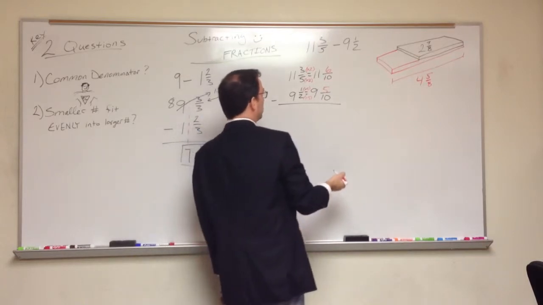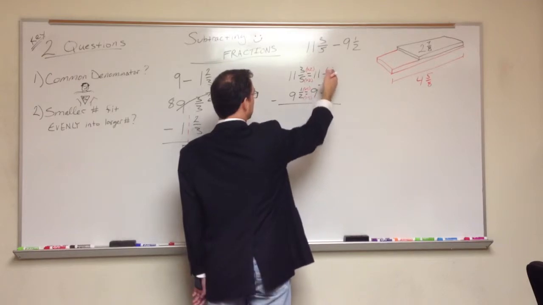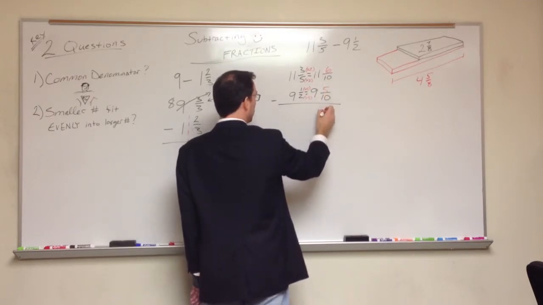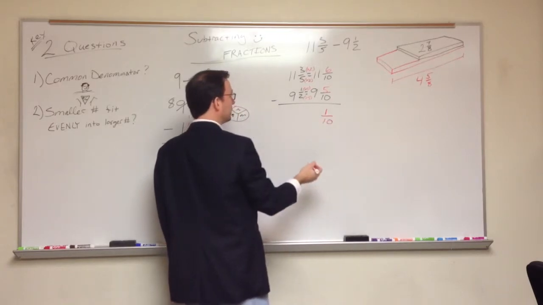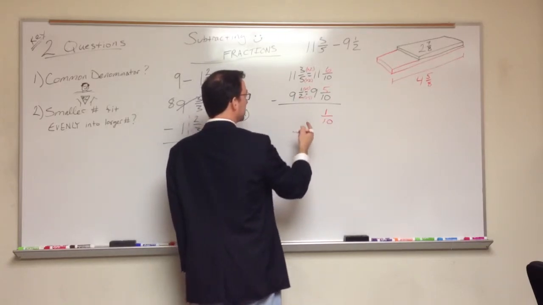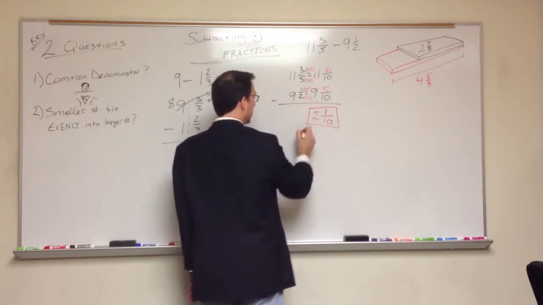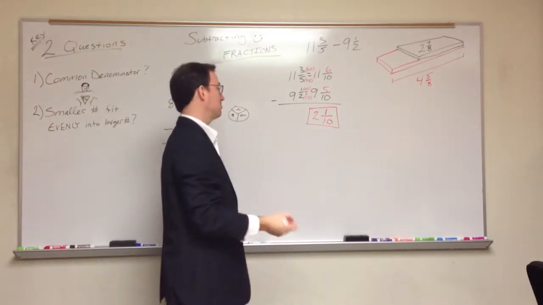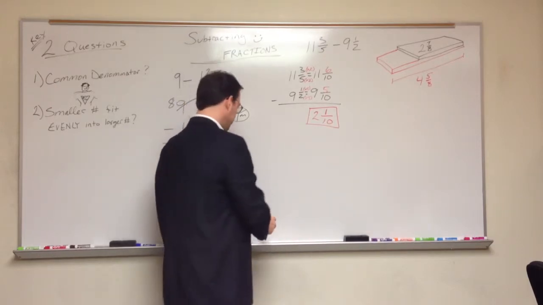Now, we just subtract. We subtract 6 minus 5 is 1, and it's 1/10. So we're good there. And 11 minus 9, well, that's just going to be 2. So 2 and 1/10. And that was easy. Now let's get over here to this one.